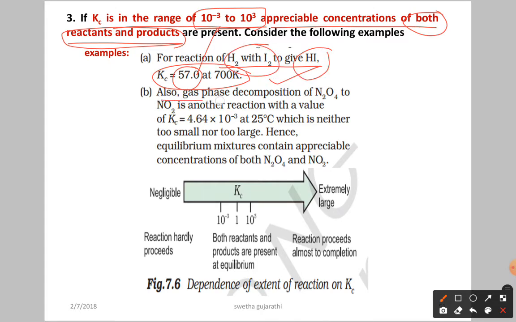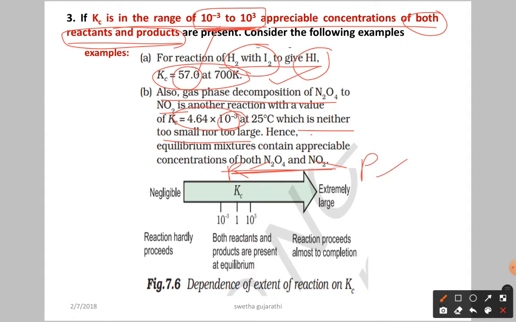Next, also the gas phase decomposition of N2O4 to NO2. Here, if you see the Kc value, how much do we have? 4.64 into 10 to the power of minus 3. So again the value lies in this range, neither too small nor too large. Hence at equilibrium we have both concentrations. Both means this is my reactant and this is my product. We have both.